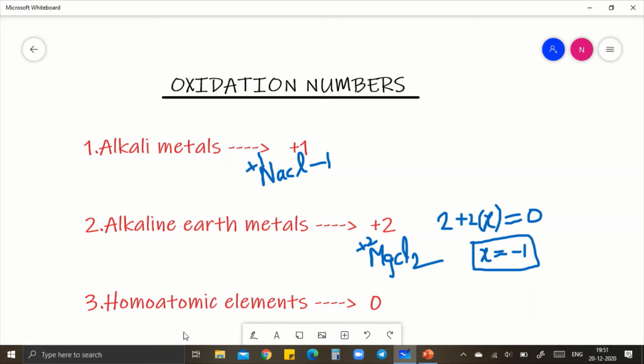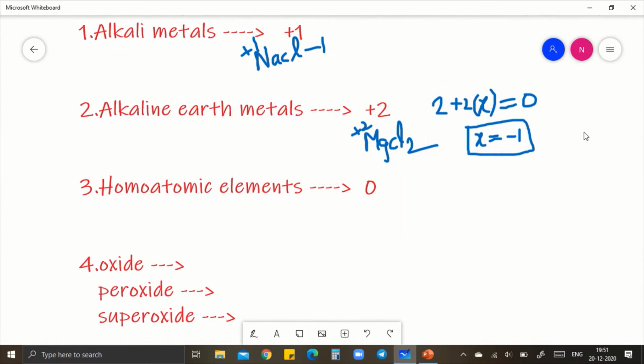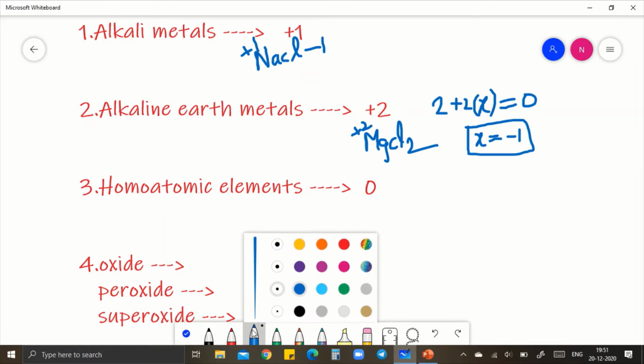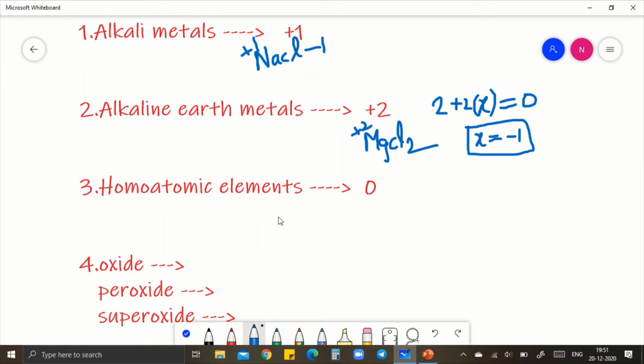Coming to homoatomic elements, these are single elements like sodium, helium, just single. For those, the oxidation state is always 0. Suppose a homoatomic element like H2, it doesn't form any compound, it's just an element. So its oxidation state is 0. H2, P4, they didn't form any compound, right? So its oxidation state is 0.